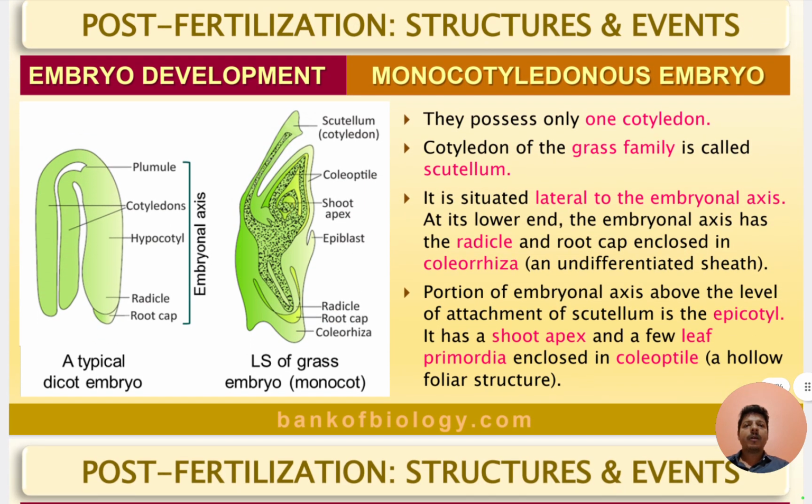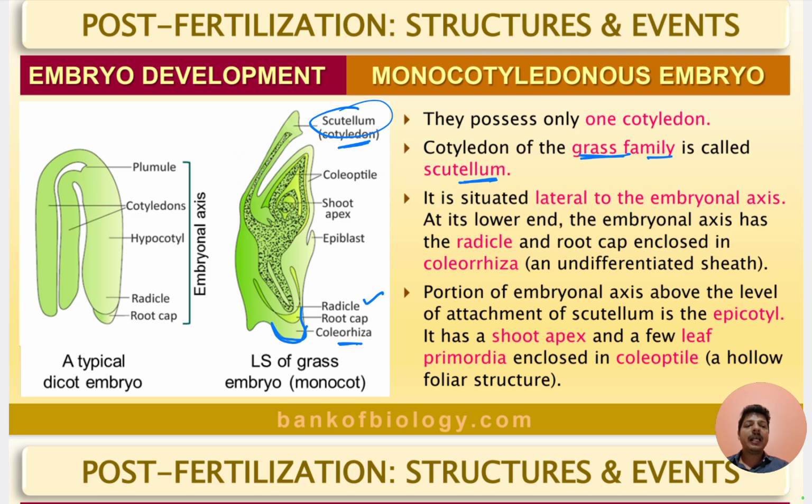Next, monocotyledonous embryo, they possess only one cotyledon. As you can see, only one cotyledon is there. The cotyledon of the grass family is called scutellum. It is situated laterally to the embryonal axis. At its lower end, the embryonal axis has the radicle and root cap enclosed in the coleorhiza. At the lower end, the radicle is there and it is enclosed by the coleorhiza.